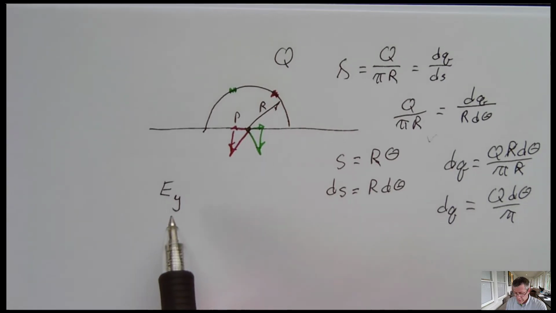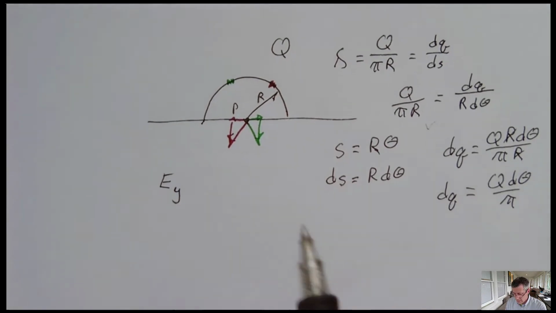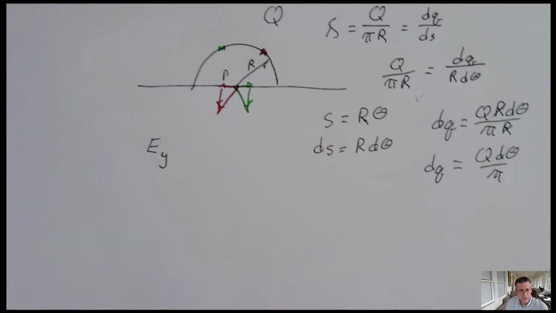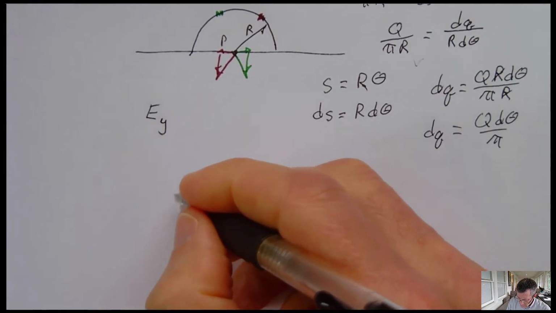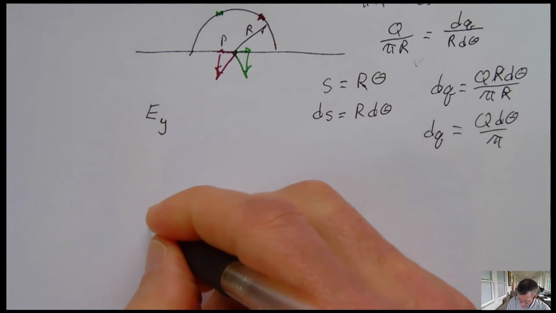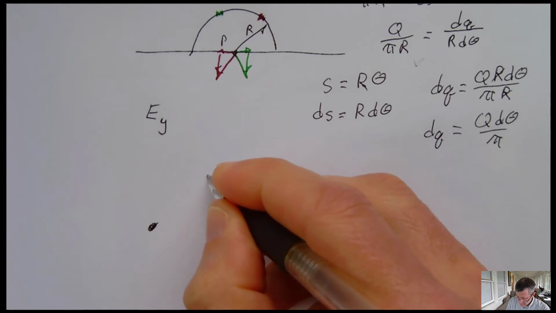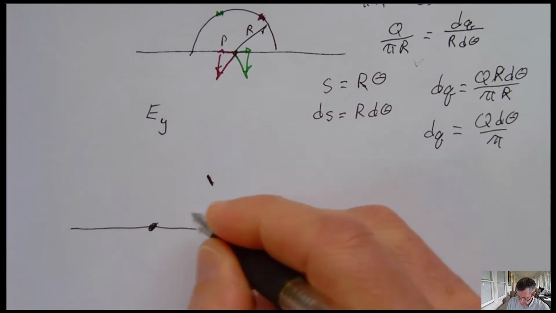So let me think about this. So now I want to add up all of my y components. Well, let me think about this. So here, let me draw this up a little bit. So here's my point I'm interested in. Right, here's some angle that I have here.